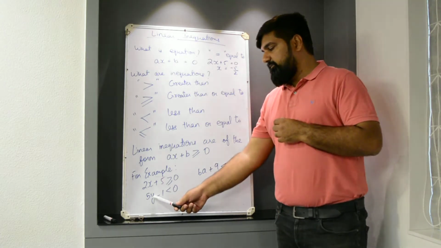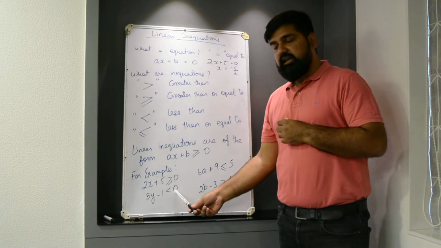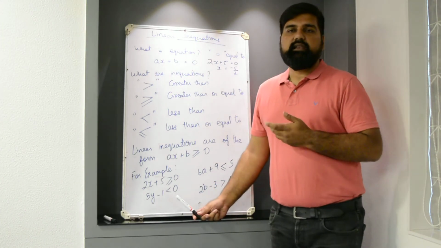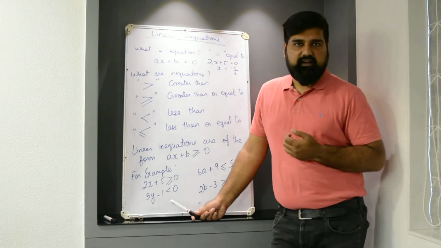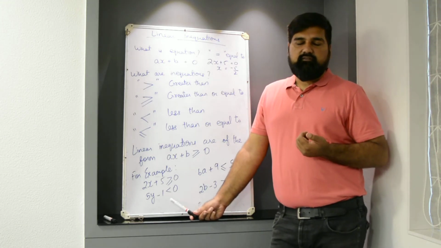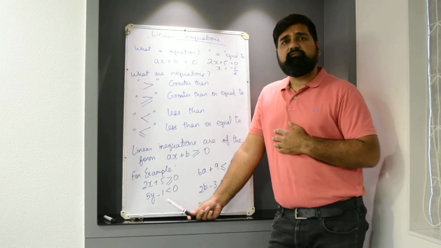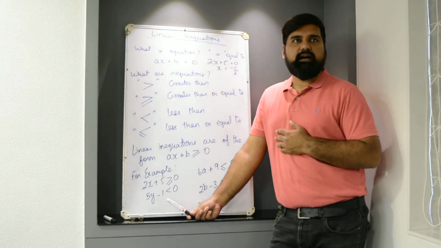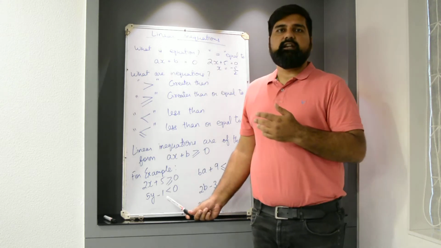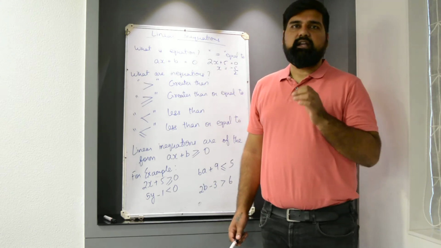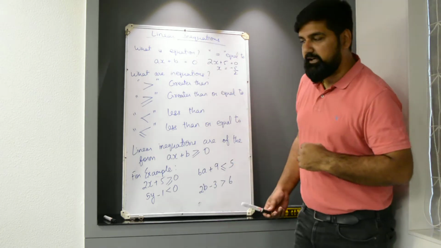Similarly, 5y minus 1 is less than 0. So when we solve it, we'll get y is less than 1 by 5. This means that y can have any value which is less than 1 by 5. It can be 1 by 7, 1 by 8, it can be anything, 1 by 10. But it has to be less than 1 by 5.